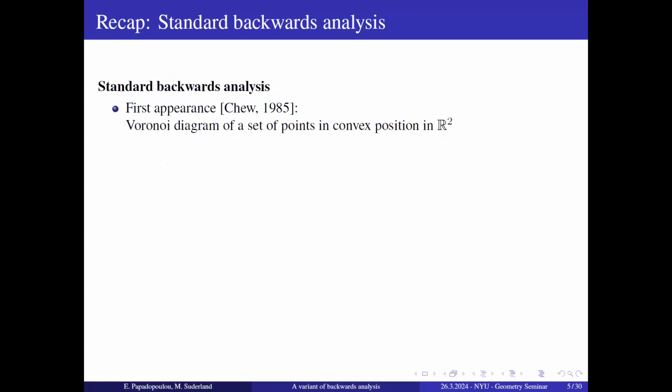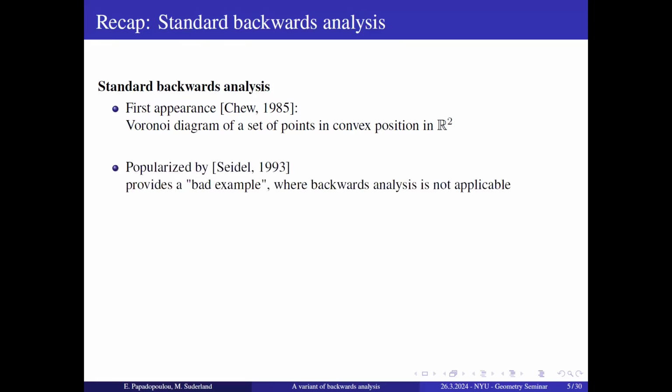Standard backwards analysis was introduced by Chew in 1985, where he used that technique to analyze a randomized incremental algorithm for the Voronoi diagram of points in convex position. Since then, many other applications were found, particularly by Seidel, who was one of the people popularizing this approach. He gave many examples where backwards analysis can be applied, but he also pointed out one example, as I mentioned before, where it is not working. The reason why backwards analysis cannot be applied in that example is that the algorithm's output has to be independent of the randomization order. "You mean the final output?" Yes, I will go into more detail later.